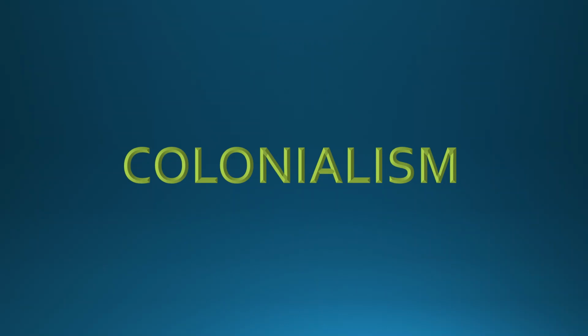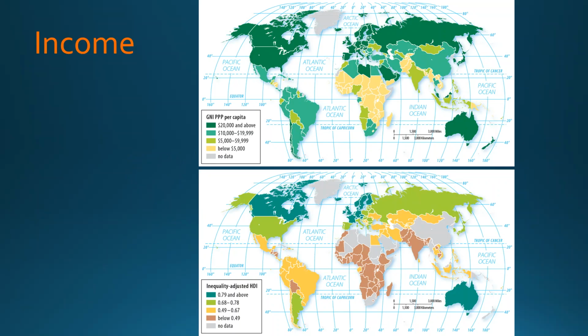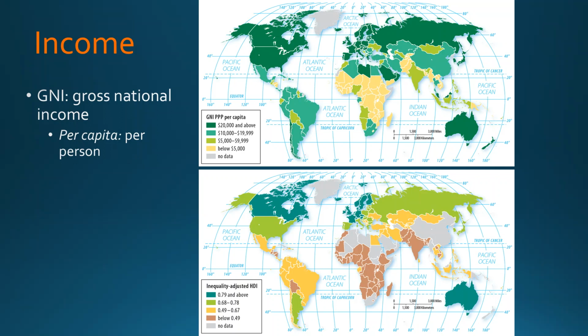and something called neocolonialism, which I'll talk about a little bit later. But first, let's look at income. There's a couple of different ways that we talk about income. The first is the gross national income, or the GNI. This is the per capita income per person, right?